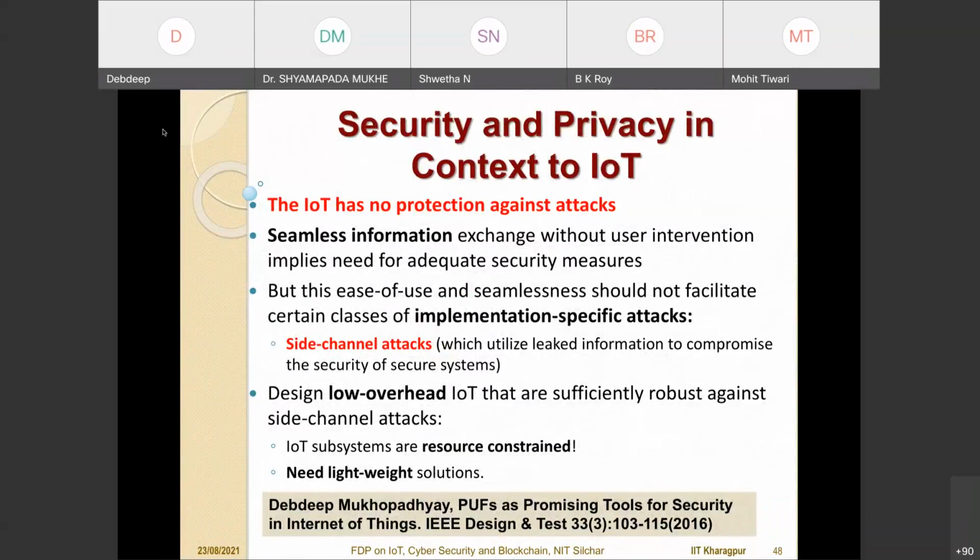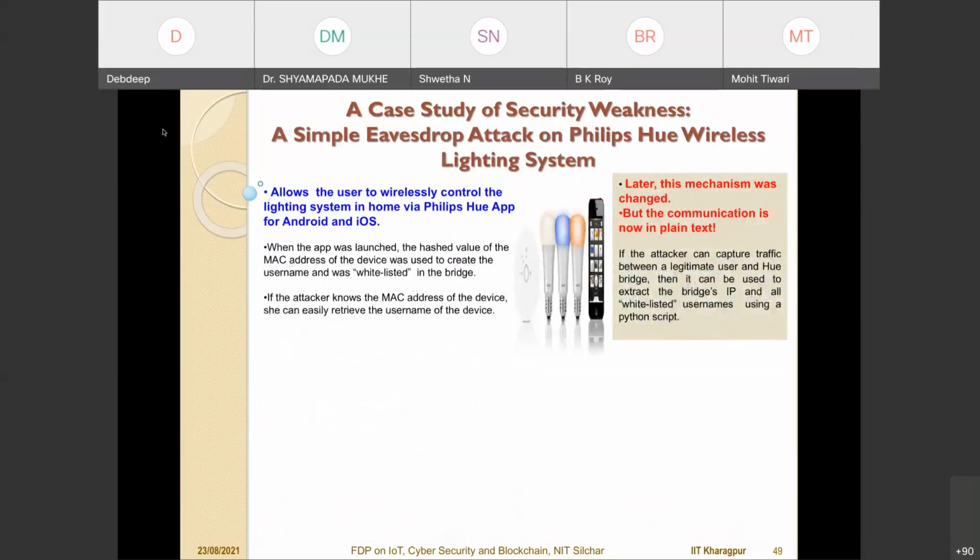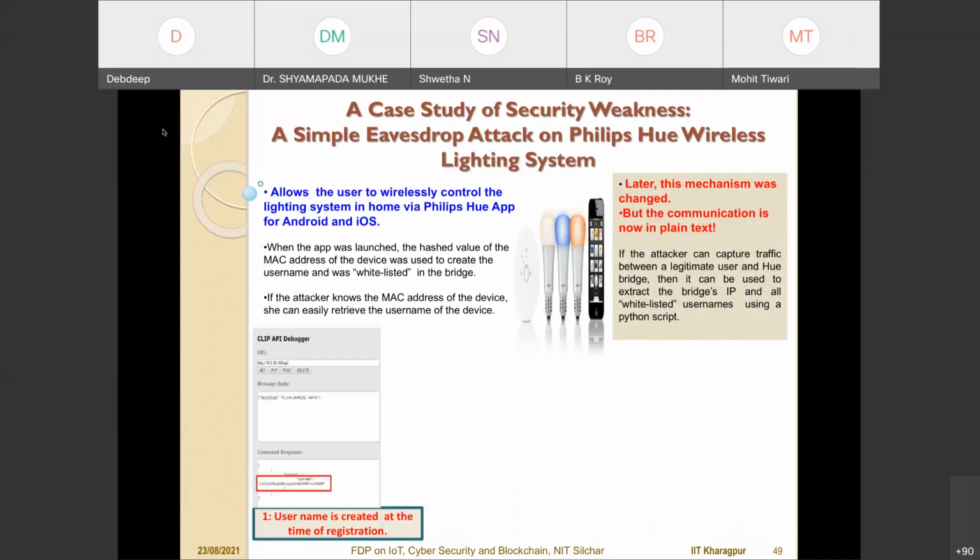In this IEEE Design and Test paper in 2016, I published work where we showed how a new hardware security primitive, called a physically unclonable function, can work as a promising tool for security. Let us try to understand what PUFs mean. Before I go into that, let me talk about the glaring security weakness in the authentication mechanism of the Philips Hue lighting system.